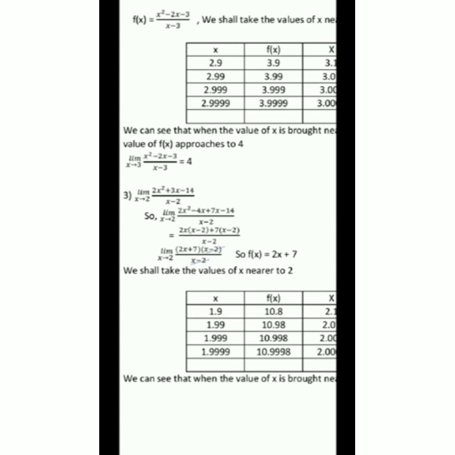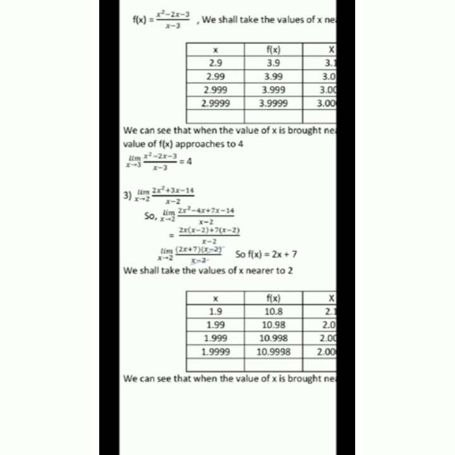Now, if we split 3x, what we get is 2x square minus 4x plus 7x minus 14 upon x minus 2. On simplifying, we get 2x plus 7 as one of the factors and x minus 2 as the other factor, upon x minus 2. So, both x minus 2 get cancelled. What remains is f(x) equal to 2x plus 7.